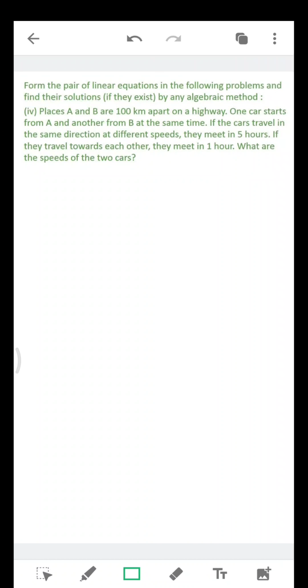So here is the question. We have to form a pair of linear equations for this and solve it by any algebraic method, elimination method or substitution method. Let's see a question now. Places A and B are 100 km apart on a highway. Okay, one car starts from A, another starts from B at the same time.